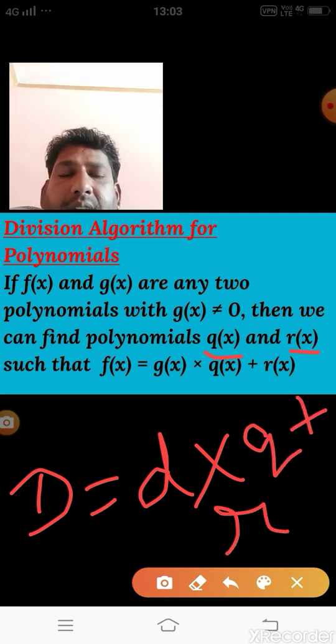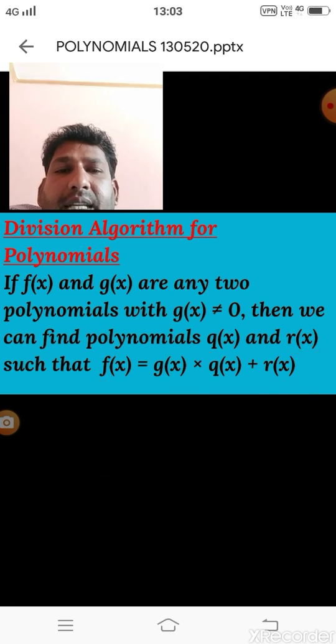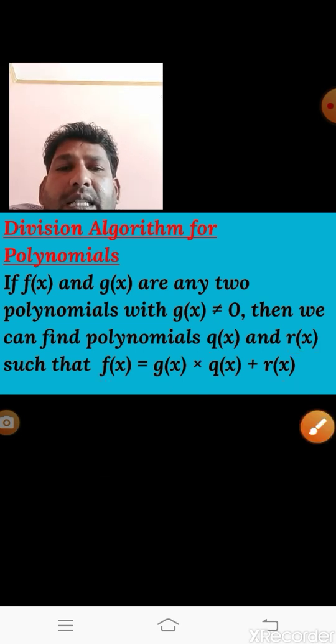If you put in all these values, because the dividend we take as f(x), the divisor we take g(x), the quotient we get as q(x), and the remainder is r(x), then f(x) is written as g(x) into q(x) plus r(x).